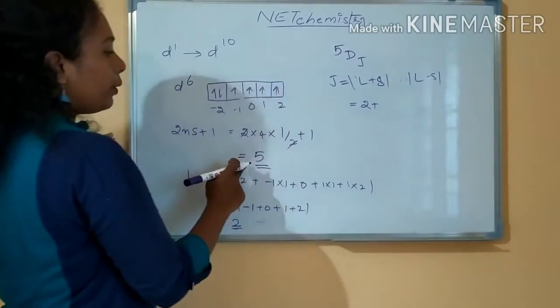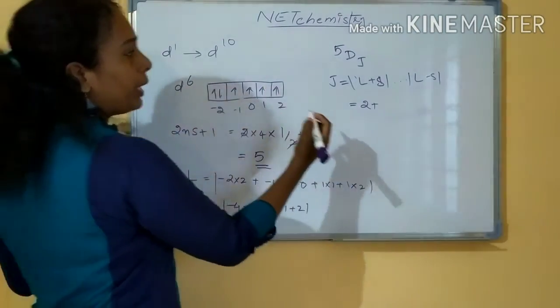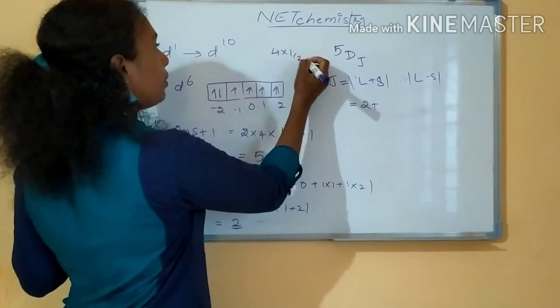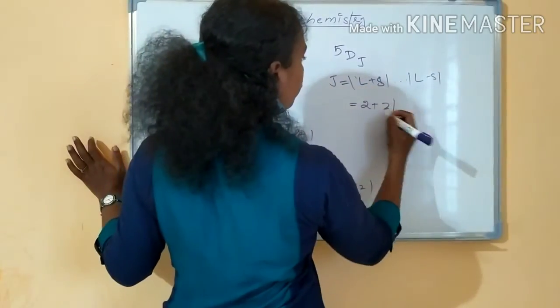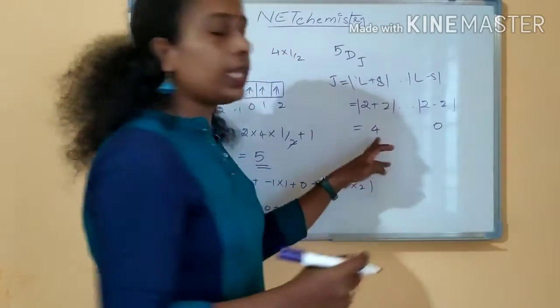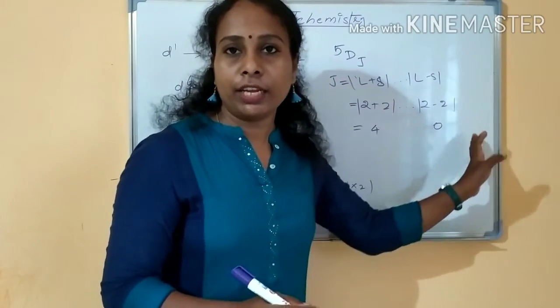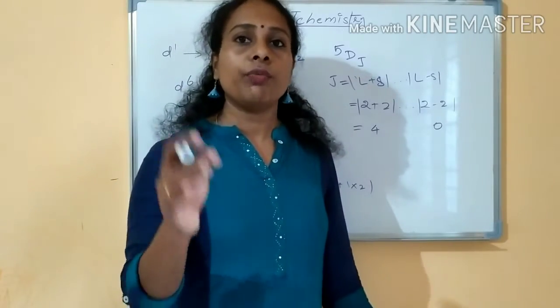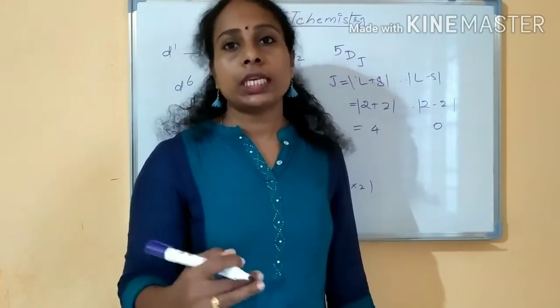What is the S value? The S value is equal to 4 unpaired electrons into 1 by 2, so you are getting 2. Then J is 2 plus 2, which is 4, and 2 minus 2, which is 0. That is the highest and lowest J value. That is only required for us, not all the J values. We have to find out the ground state term symbol.